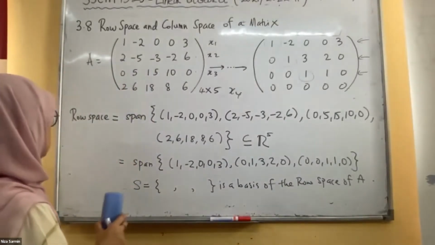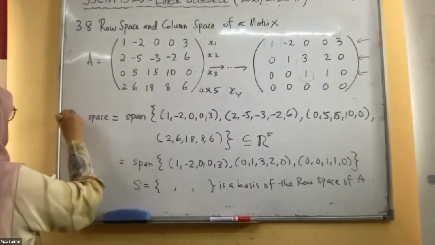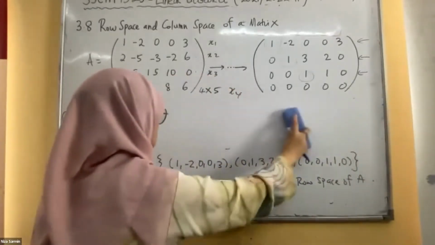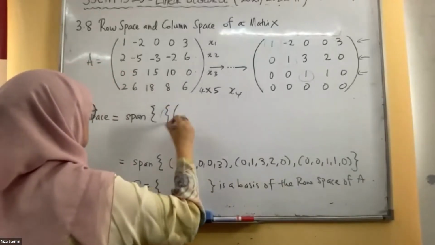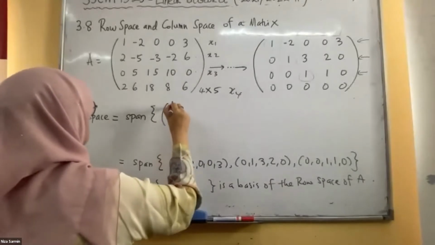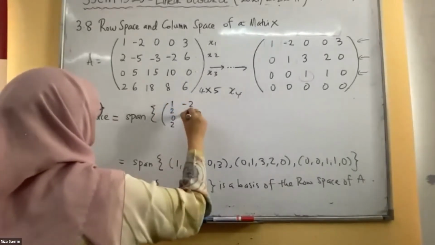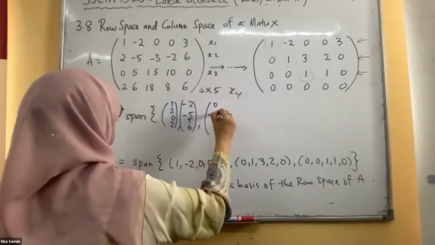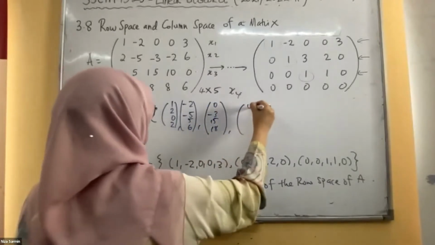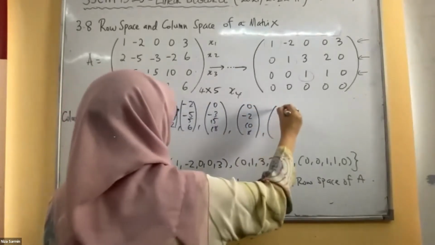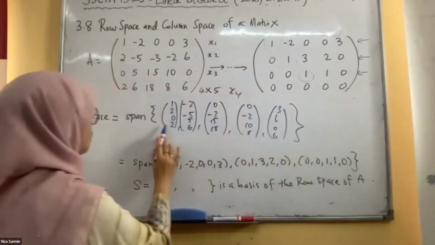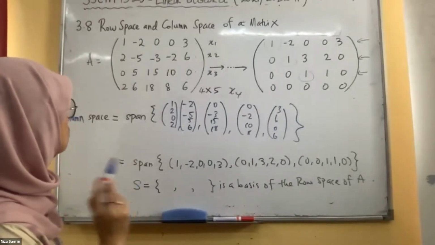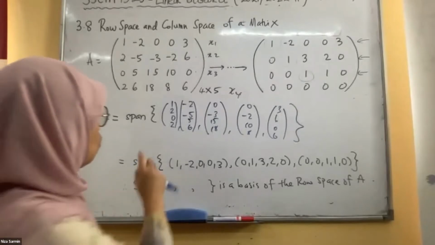Now we do the column space, yeah? So for the column space, you take the span of the columns. Column 1: 1, 2, 0, 2, negative 2, negative 5, 5, 6, 0, negative 3, 15, 18, 0, negative 2, 10, 8, 3, 6, 0, 6. 1, 2, 3, 4, 5.